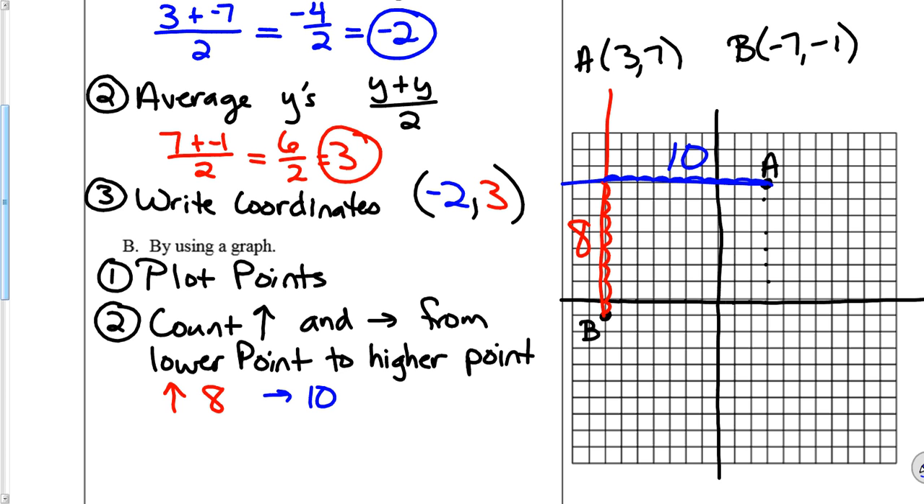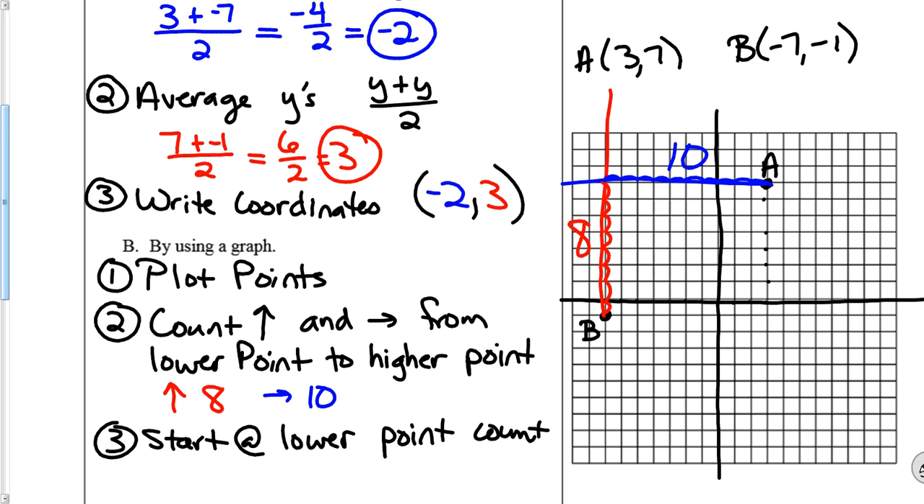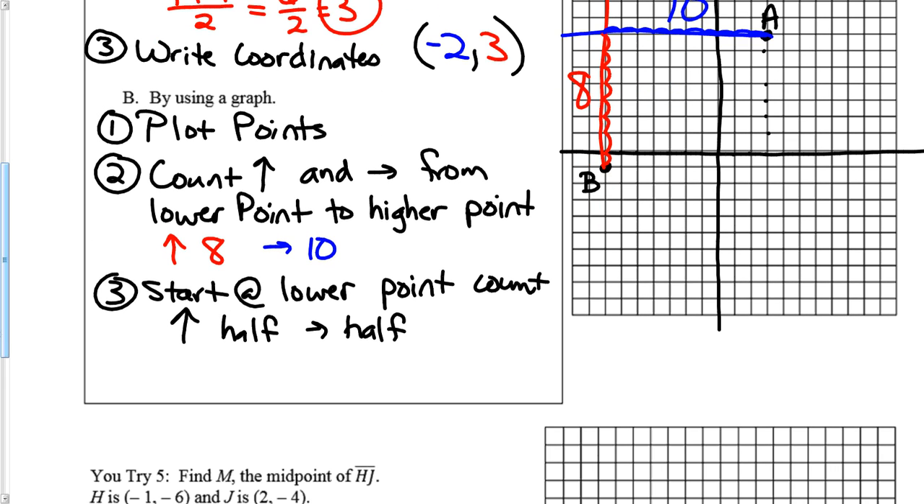So the next thing I need to do is I'm going to start at the lower point, and I'm going to count up half and over half. So I want to go up half and over half. So let's figure out what that means in this particular problem. If I am going to go up half, I'm going to go up 8 divided by 2, and half of 8 is 4. And then I need to count over half, over 10 divided by 2, and 10, when you cut that in half, is 5.